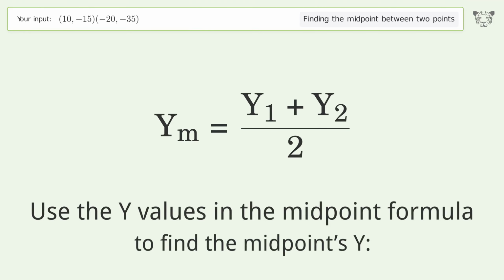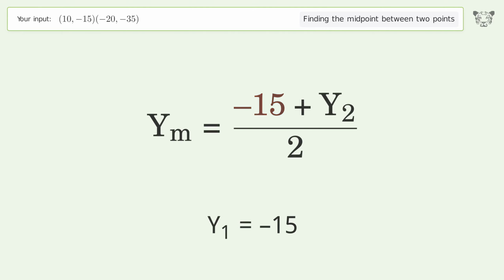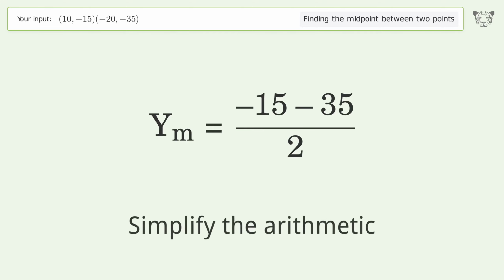Use the y values in the midpoint formula to find the midpoint's y. y1 equals -15. y2 equals -35. Simplify the arithmetic.